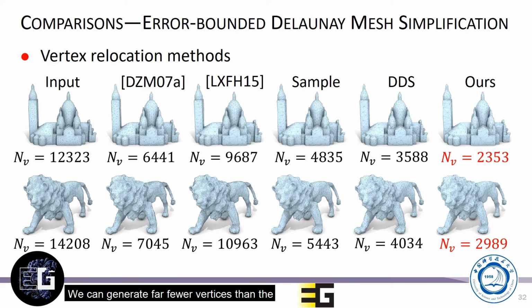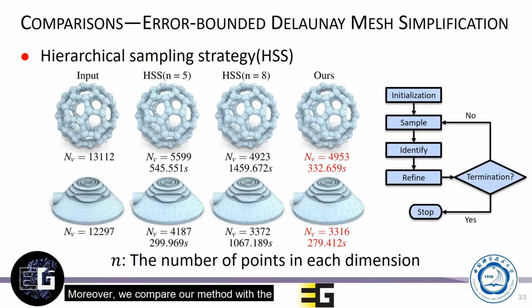We can generate far fewer vertices than the competitors. Our DE optimization is able to effectively reduce the Hausdorff distance, thereby leading to more opportunities to perform simplification under the error-bounded constraints. Moreover, we compare our method with the hierarchy sampling strategies, which iteratively samples the objective function on a regular grid, identifies the best candidate sample, and refines the grid in its vicinity. We achieve a better trade-off between mesh quality and efficiency.